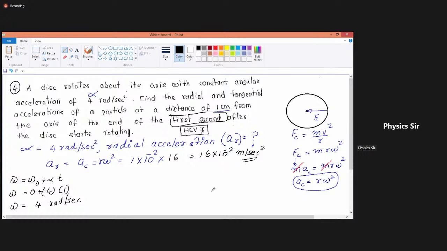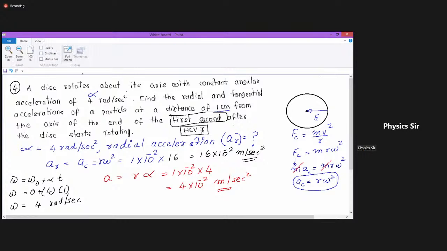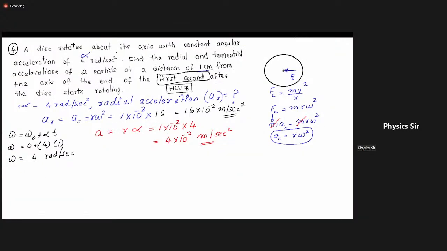ओके, समझा? अच्छा, दूसरा क्या पूछा है? टेंजेंशियल एक्सेलरेशन. The tangential acceleration, that is a, that is r into alpha. r is 1 into 10 to the power minus 2 and this alpha is 4. So this will be 4 into 10 to the power minus 2 meter per second square. I hope all of you have understood. I'm making a full screen. Please reply me done karke and understood.